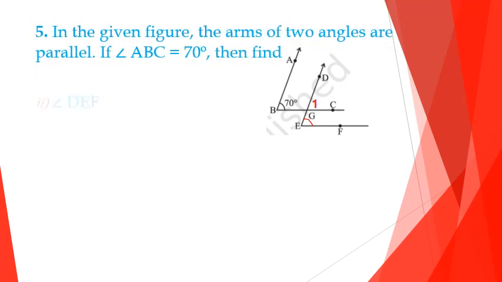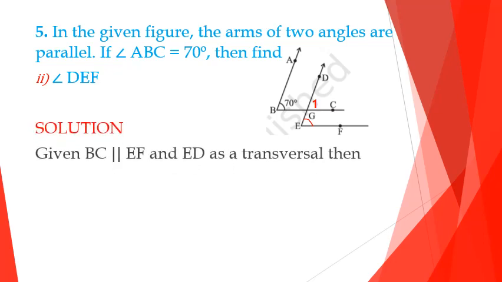Next is question number 5, the second part. We have to find angle DEF. I have marked angle DEF in the figure. This angle we have to find out. How to find this angle? In the question it is given that the arms of the angles are parallel. So we can write AB parallel to DE and BC parallel to EF. Here we can consider BC parallel to EF and ED as the transversal.